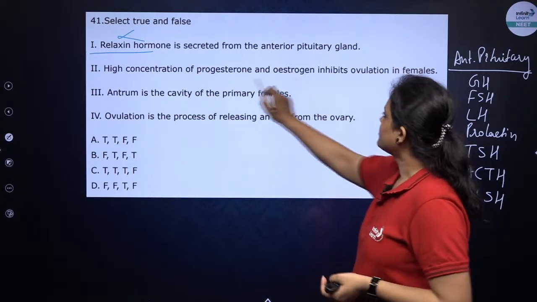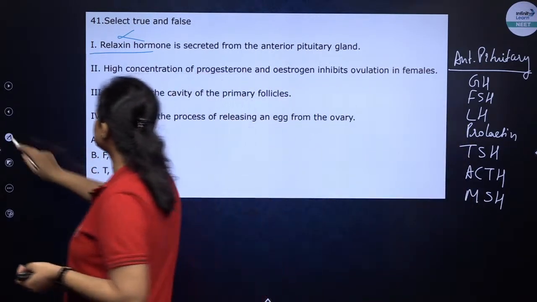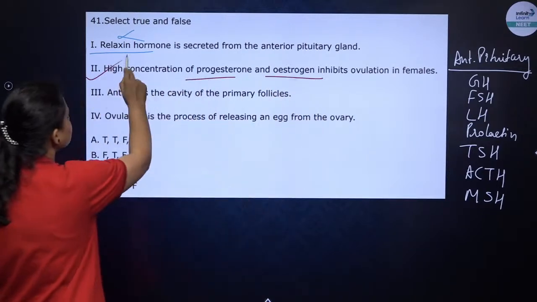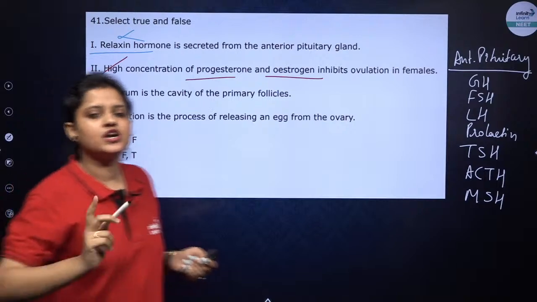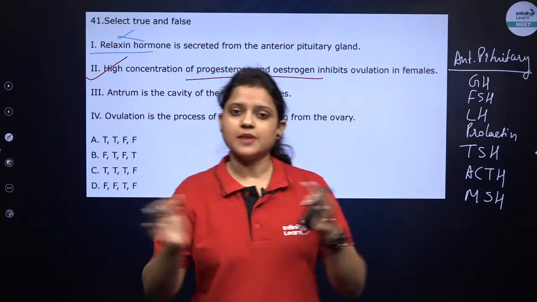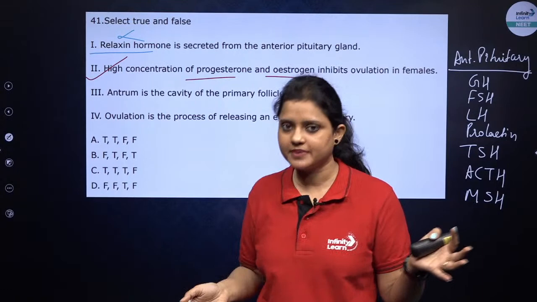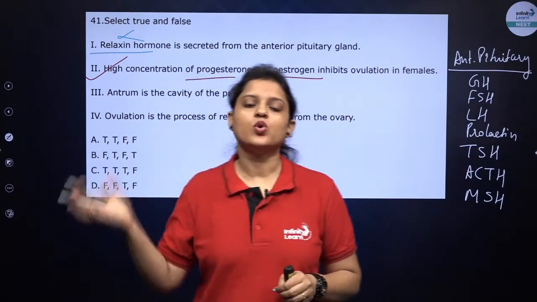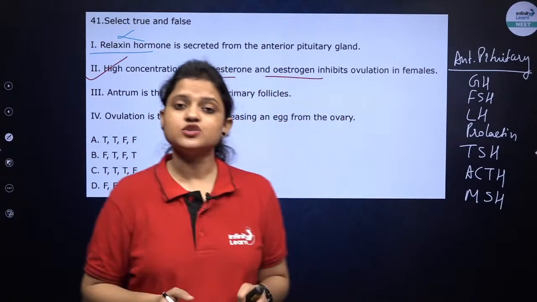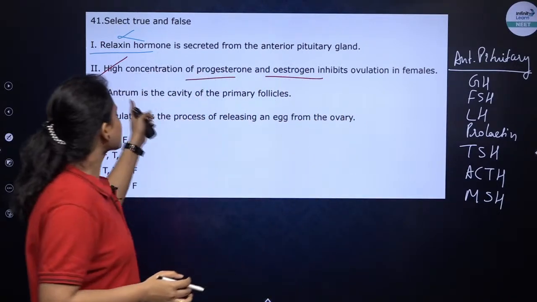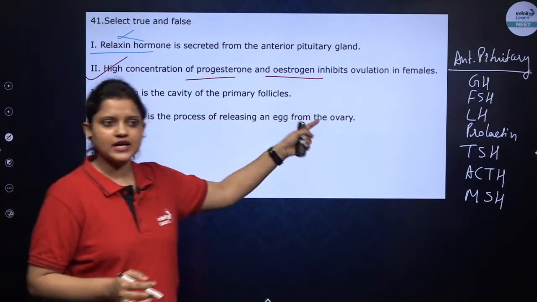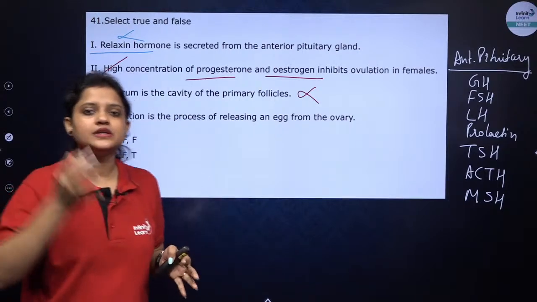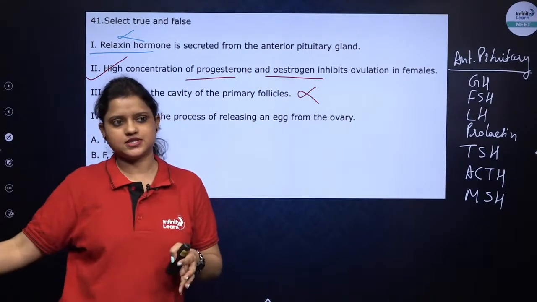High concentration of progesterone and estrogen inhibits ovulation in females. Absolutely correct. That's why in birth control pills, there are 2 types of pills, right? Combined pills and mini pills. In combined pills there is estrogen and progesterone. In mini pills there is only progesterone. So yes, it inhibits ovulation. That is right. Antrum is the cavity of the primary follicle. No. Antrum is not present in primary follicle. It starts from tertiary follicle onwards. Right?